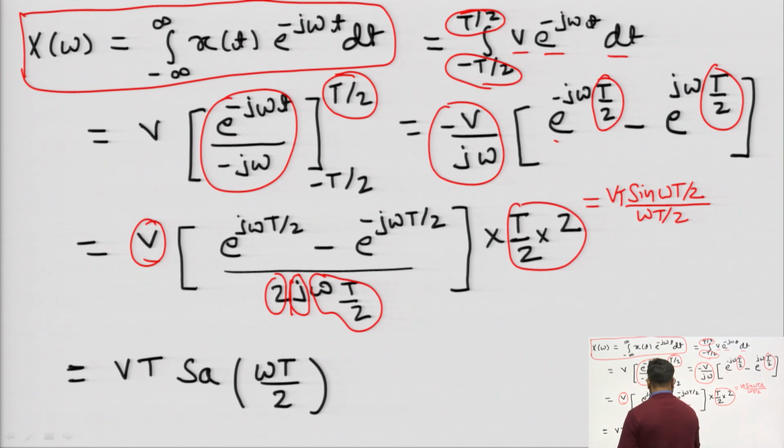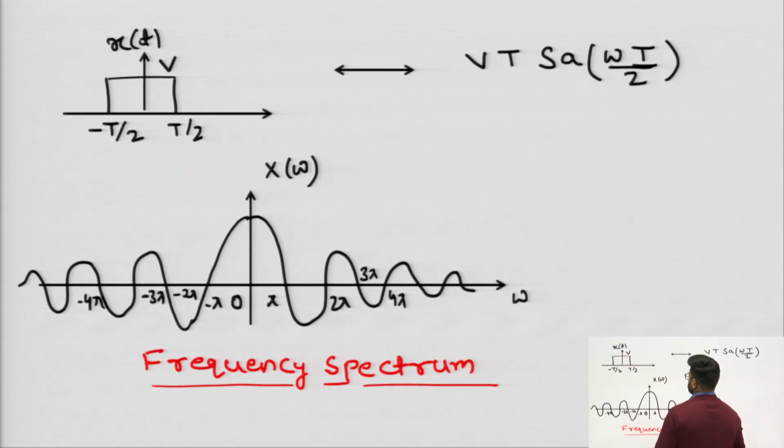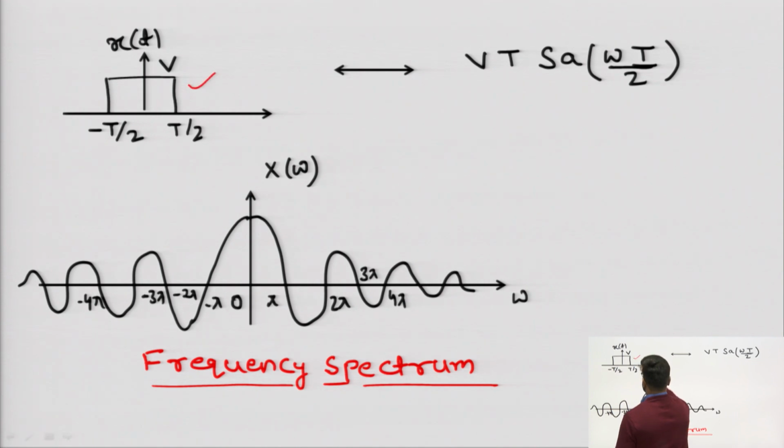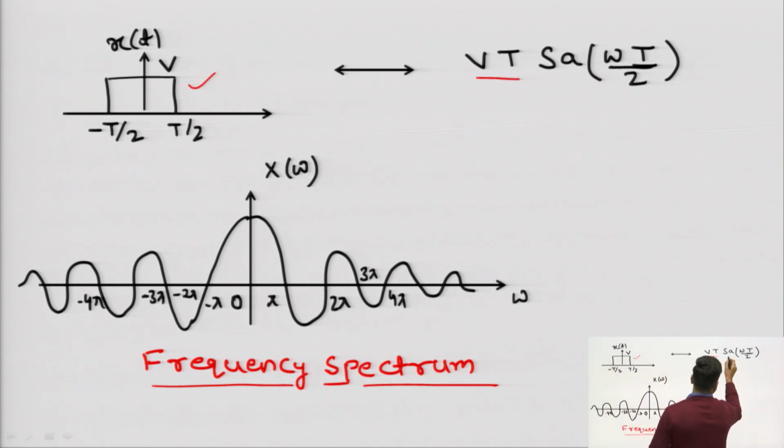We have studied that sine of x by x is known as the sampling function. So, V into T times the sampling of omega T by 2. This is the Fourier transform of the rectangular signal. If this is a gate signal, its Fourier transform will be V T into the sampling of omega T by 2.